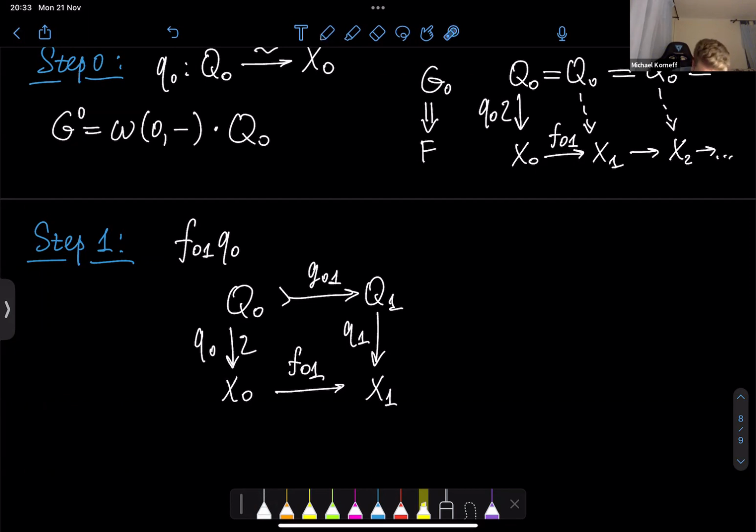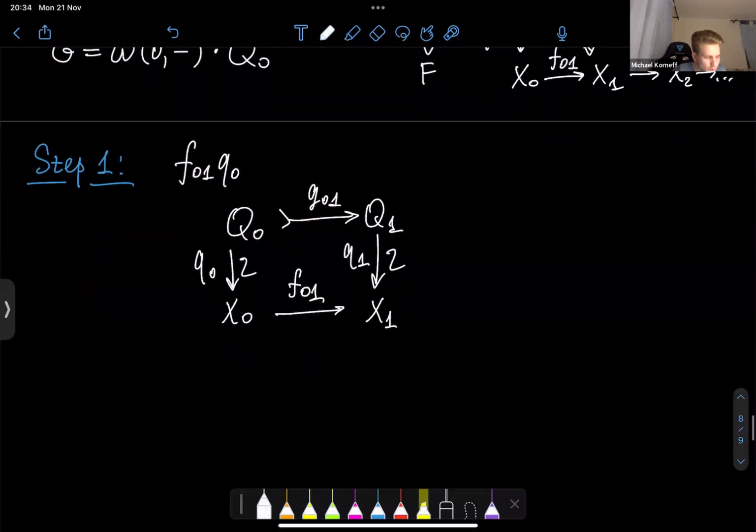Okay, we decompose this map into the cofibration followed by trivial fibration. Okay, and then we can form the pushout.